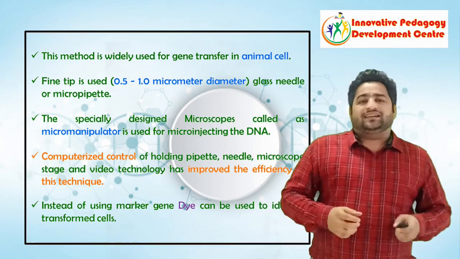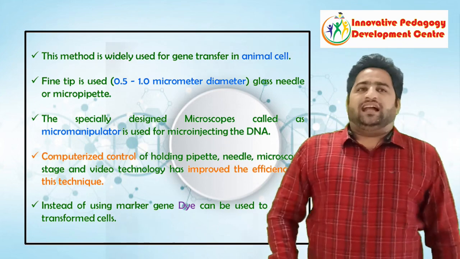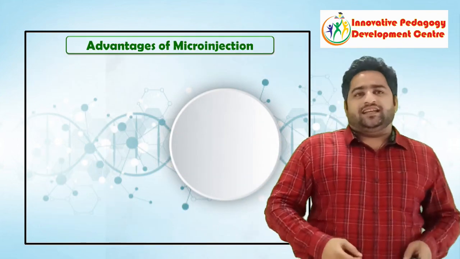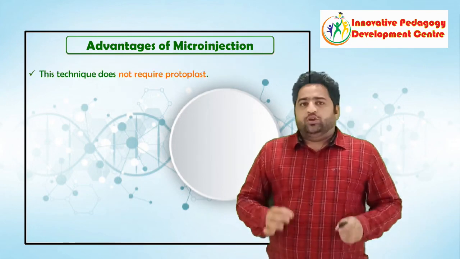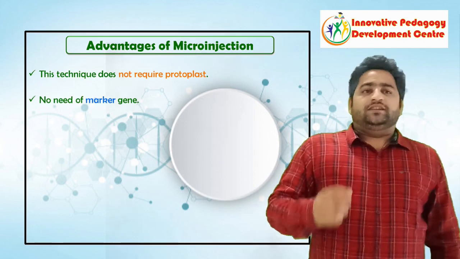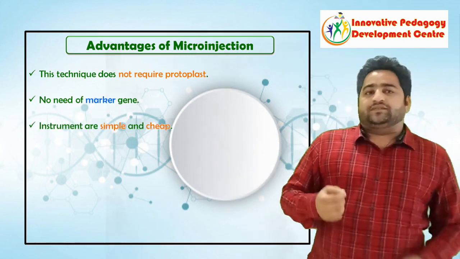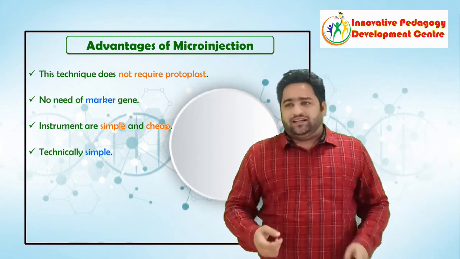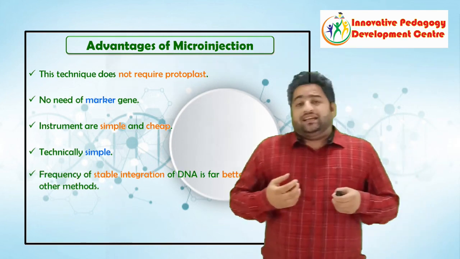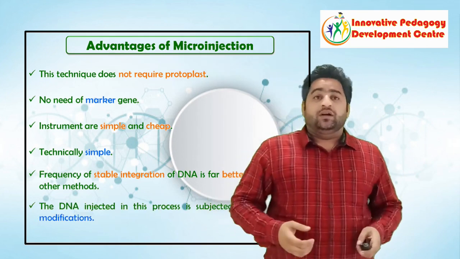Instead of using a marker gene, dyes can be used to identify the transformed cell. Now, what are the advantages of microinjection? This technique does not require protoplasts, and there is no need of marker genes, as we can use a dye here. The instruments are very simple and cheap, and it is technically simple. The frequency of stable transgene integration is better compared to any other method, and the DNA which is integrated in this process is subjected to less extensive modification.